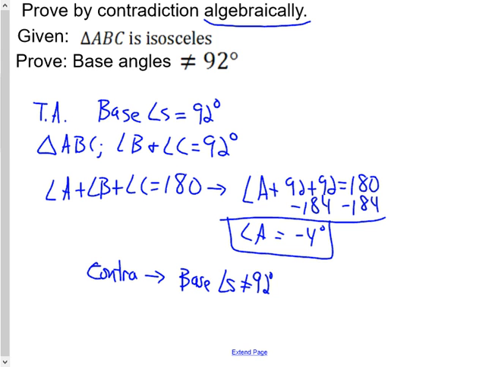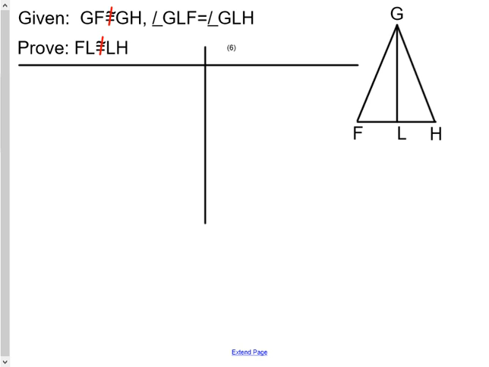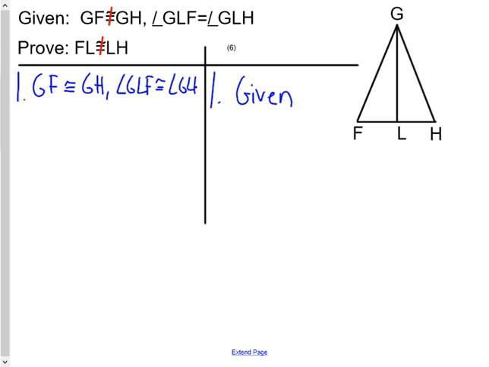Next, GF not congruent to GH, GL is equal to GH. Prove FL is not congruent to LH. Now, some of my diagrams may not be drawn to scale. Some things may look congruent that aren't. But generally, you can still use the diagrams as normal. Like if there's a reflexive, we can still use that. Okay? So first, fill in what you have. So angle GLF and GLH are congruent. And then we have, so we got a label.